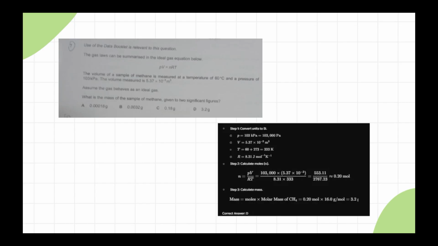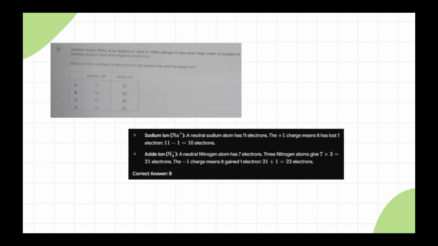So the first step is to convert everything to SI units, and after that we can calculate the moles, or n. n equals PV over RT, which is 103,000 times 5.37 times 10 to the power of minus 3 divided by 8.31 times 333, which is close to 0.2 mole. The last step is to calculate the mass. Mass equals moles times molar mass of CH4, which equals 0.2 times 16 grams per mole, or 3.2 grams. So the correct answer is D.